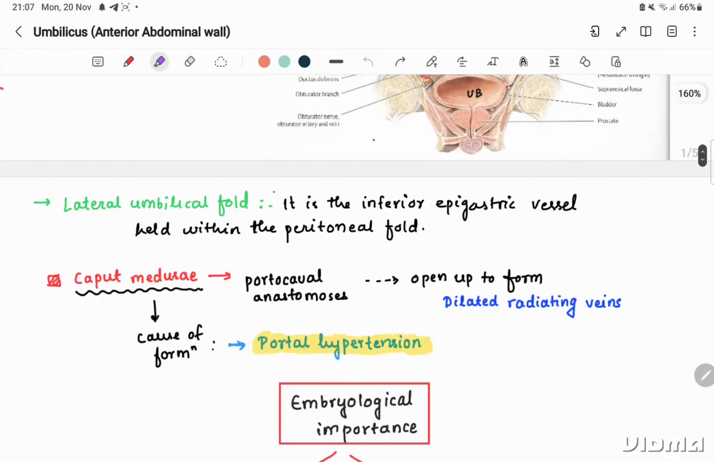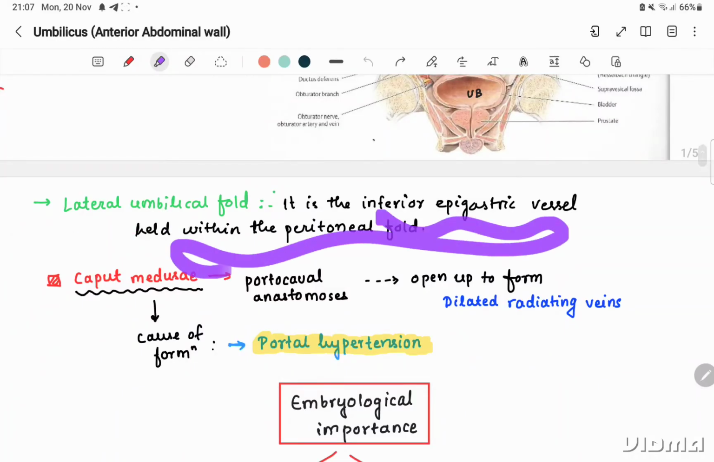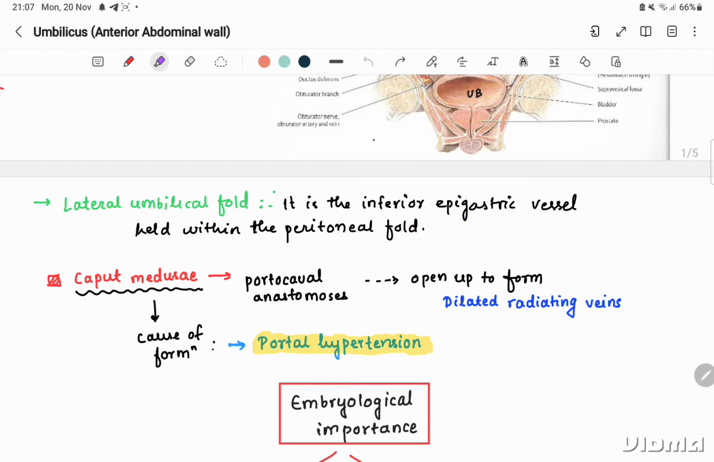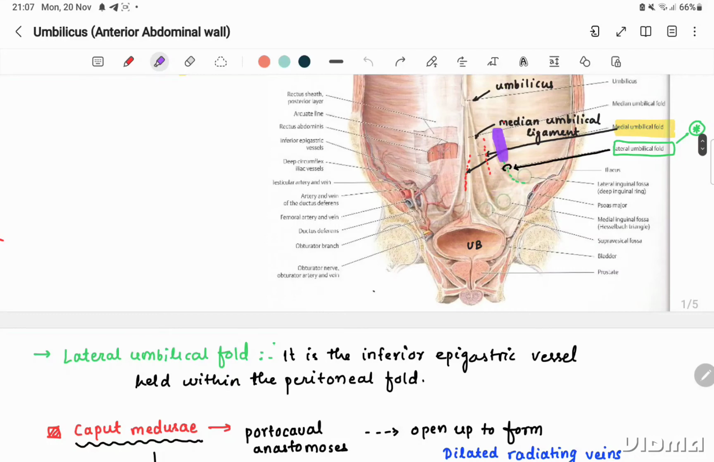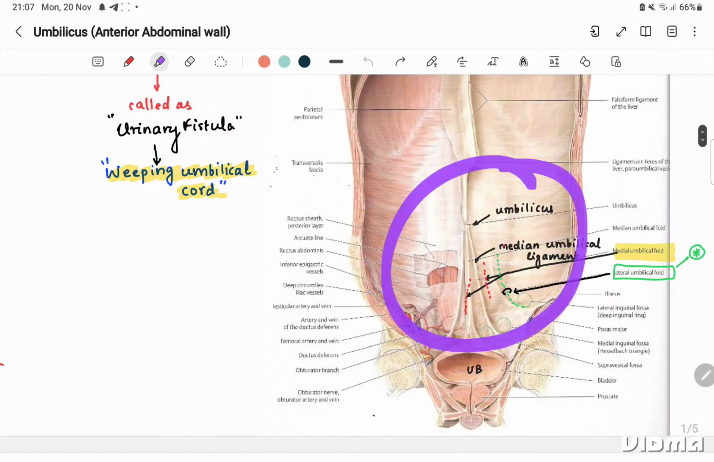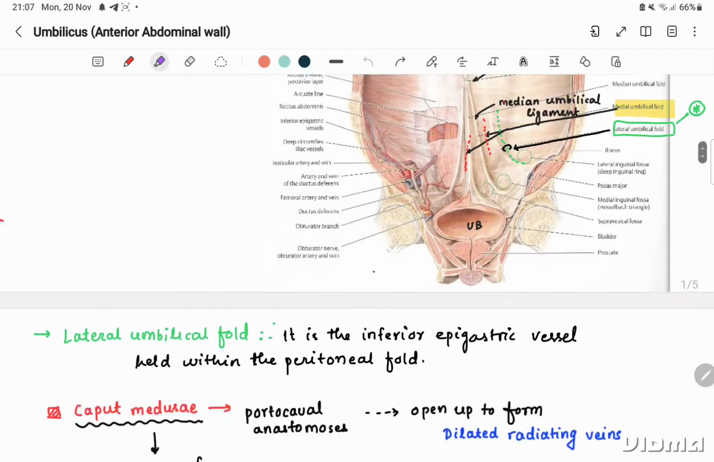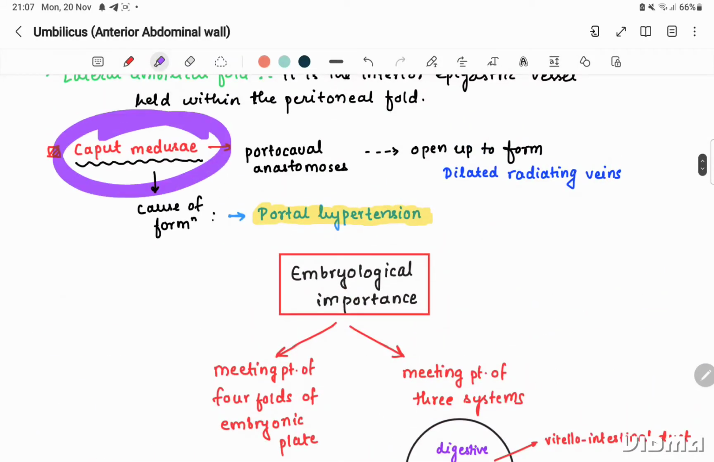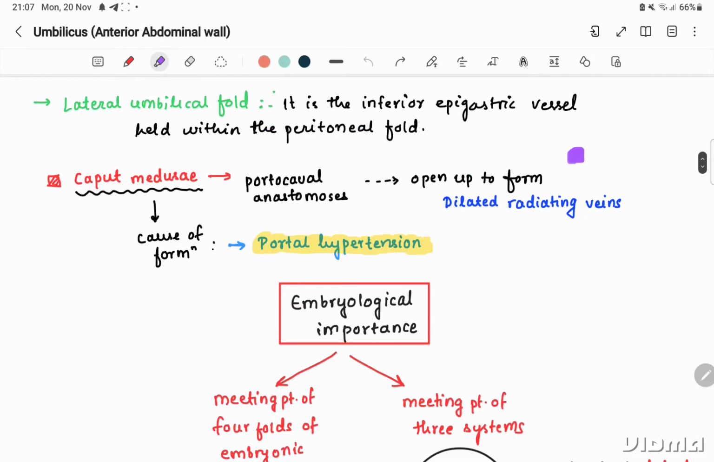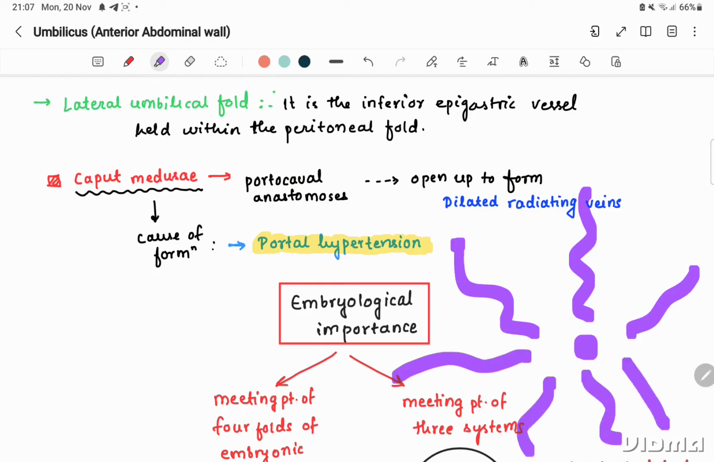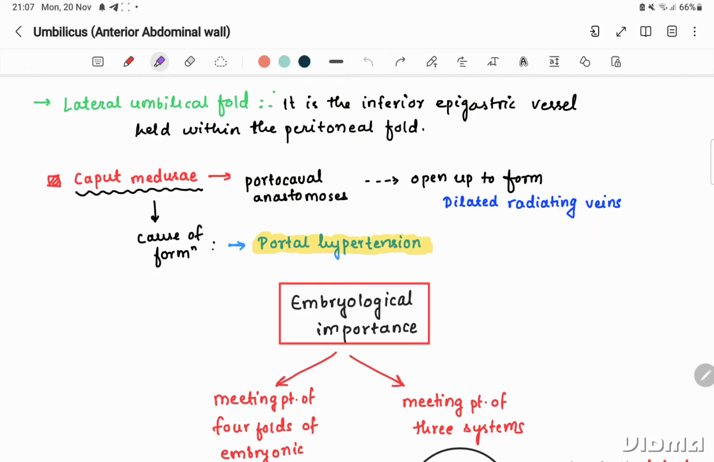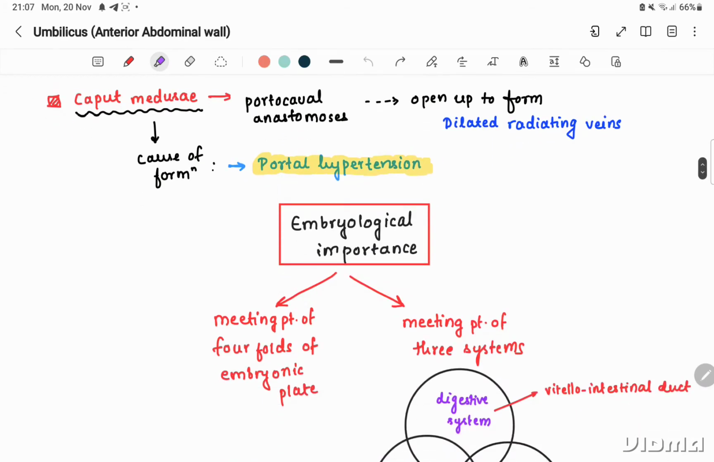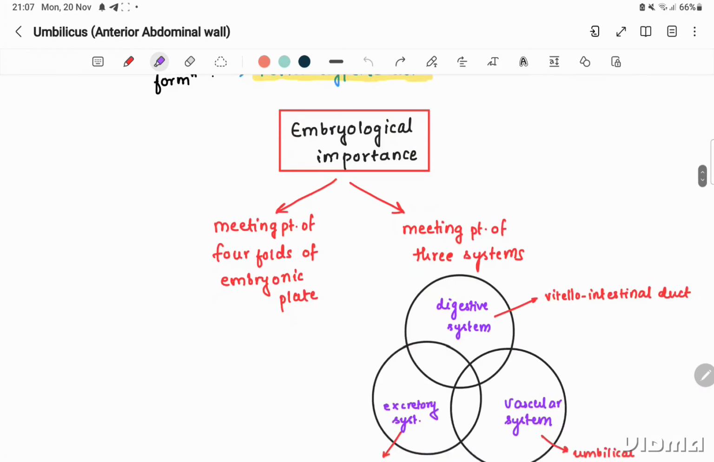The lateral umbilical fold is the inferior epigastric vessel held within the peritoneal fold, which causes a fold in the anterior abdominal wall. And caput medusae, what is caput medusae? The portocaval anastomosis opens up to form dilated radiating veins, like here is the umbilicus, so it will form veins like this, which is called caput medusae. The cause of its formation is portal hypertension. Due to portal hypertension, caput medusae may be formed.